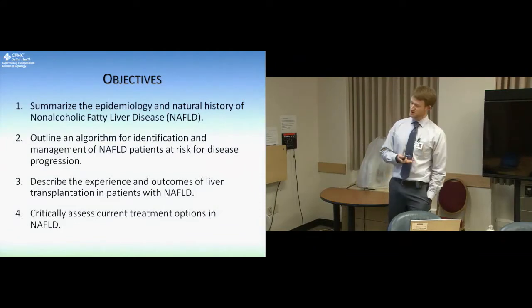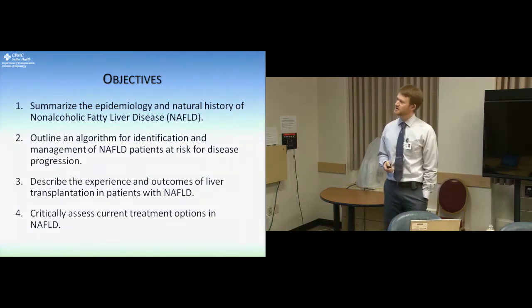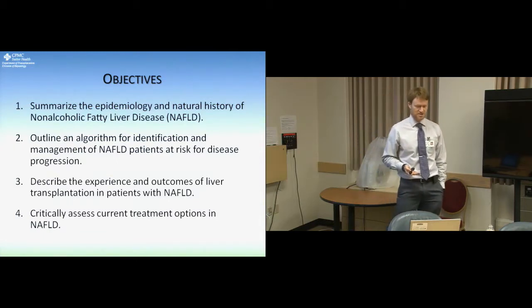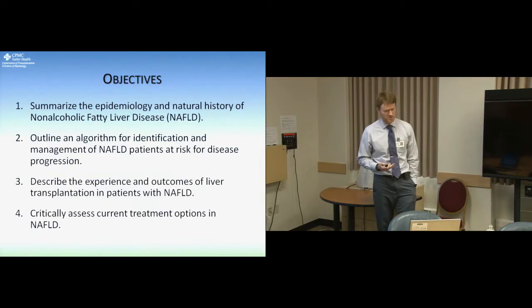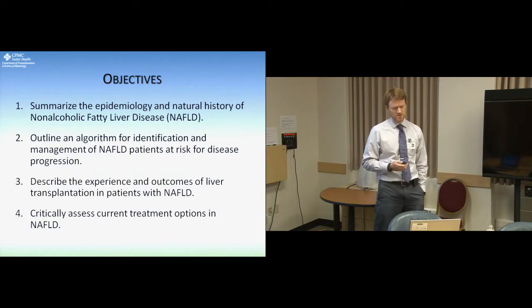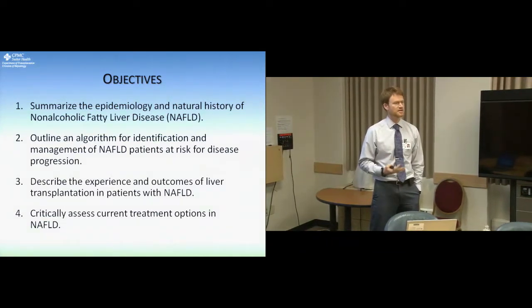So hopefully I will talk about the epidemiology and natural history of this disease. One thing that I think might be useful would be to outline an algorithm for identification of disease and management of patients who have it. I do have some things to say about fatty liver and liver transplantation, including rates of transplant and some outcomes. And then I will talk about treatment options for fatty liver disease, both pharmacotherapeutic and other.